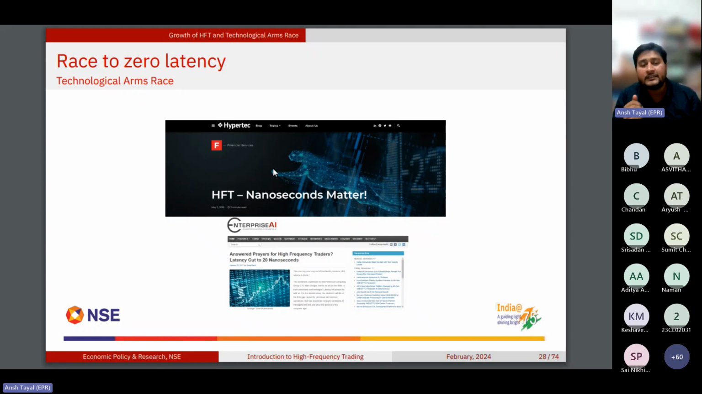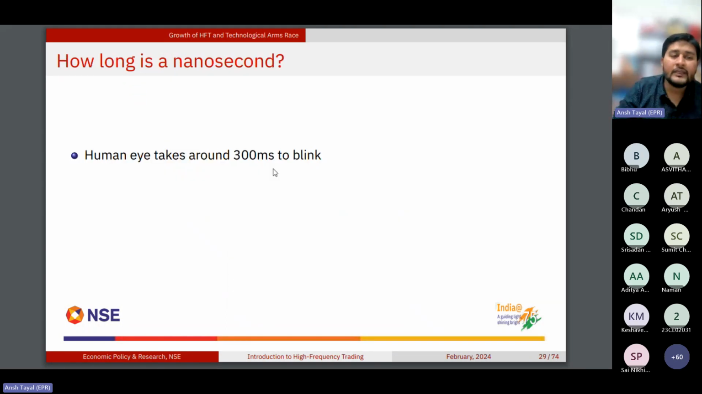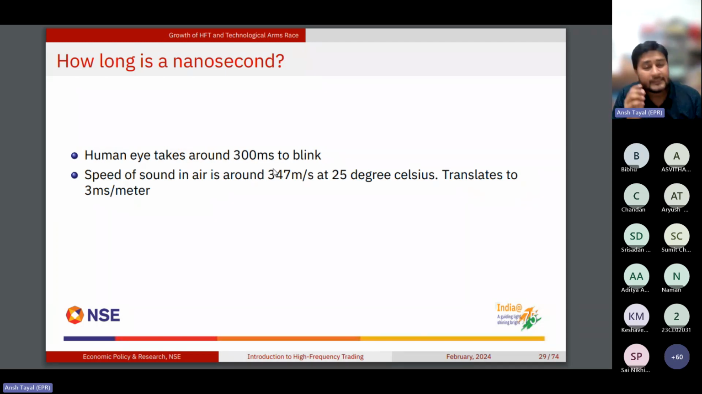So milliseconds, microseconds, nanoseconds. Now we keep talking about these numbers, but we don't really have a sense of how small they are. So just to put things in perspective, a human eye takes around 300 milliseconds to blink. Speed of sound in air is 347 meters per second, which translates to 3 milliseconds per meter. So imagine if we were doing this session in an offline setting and the distance between you and me was 10 meters, then everything I would be saying would reach you with a delay of 30 milliseconds. But we don't realize this because these numbers are so small.